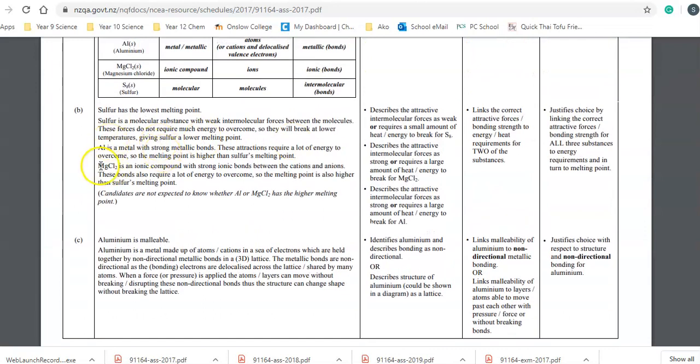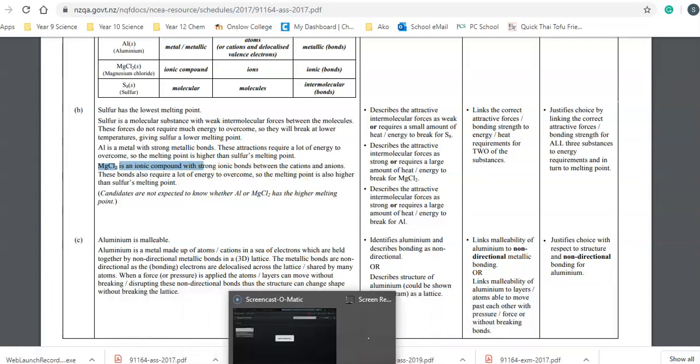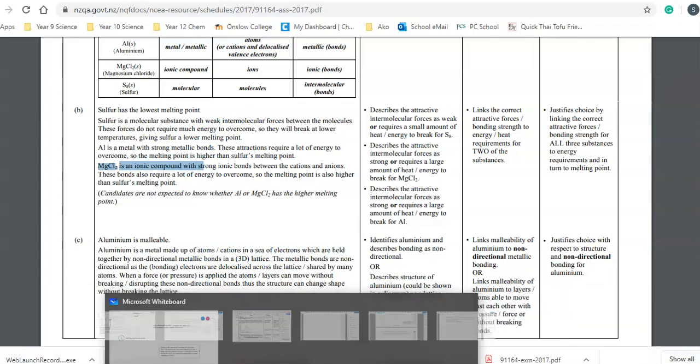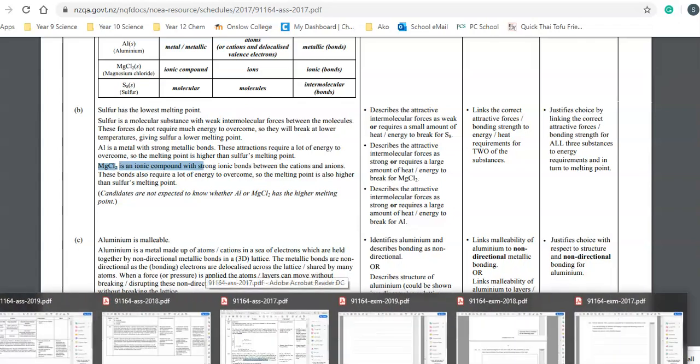So magnesium chloride is an ionic compound with strong ionic bonds between the cations and anions. These bonds also require a lot of energy to overcome, so the melting point is higher than sulfur's melting point, or the melting point is high. So it's not too much to write for the melting and boiling points of ionic compounds.